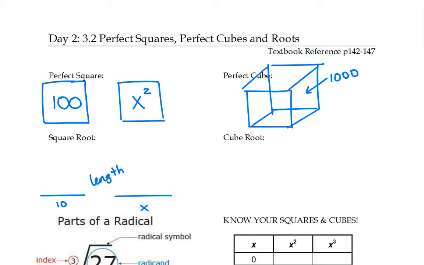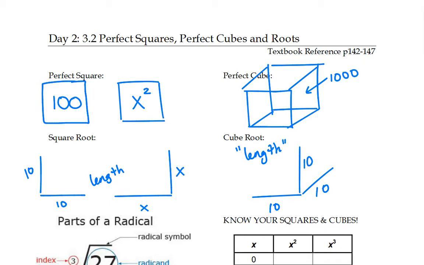And what was the cube's root? The cube's root is another word for length. What's the length of that cube? 10. 10 this way, and 10 that way. Length times width times height. What's 10 times 10 times 10? 1,000. So hopefully you guys start to make these connections. That the square is the area, and the root is the length, and the cube is the volume, and the root of that cube is the length. Hopefully that is okay. Any questions before we move on?